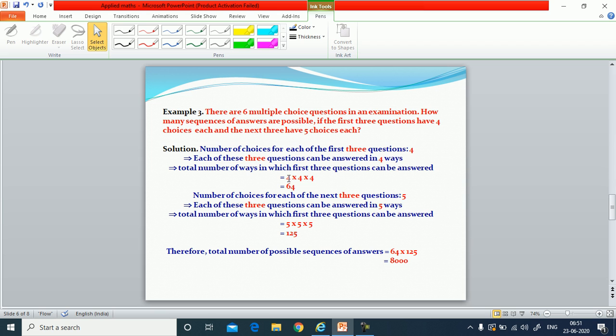Number of ways in which the first question is answered, into number of ways in which the second question is answered, into number of ways in which the third question is answered, multiplied with number of ways in which the fourth question is answered, that multiplied with number of ways in which the fifth question is answered, into number of ways in which the sixth question is answered, as all the six have to be answered. Okay, so the total number of possible sequences of answers comes out to be 8,000. So in these many ways the options can be marked. We can get these many sequences of answers.